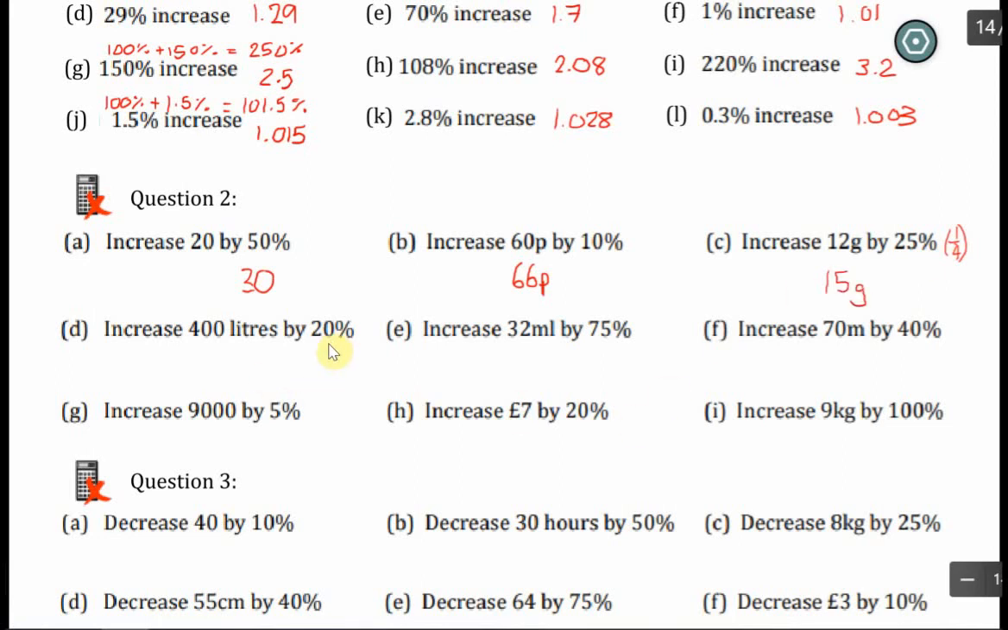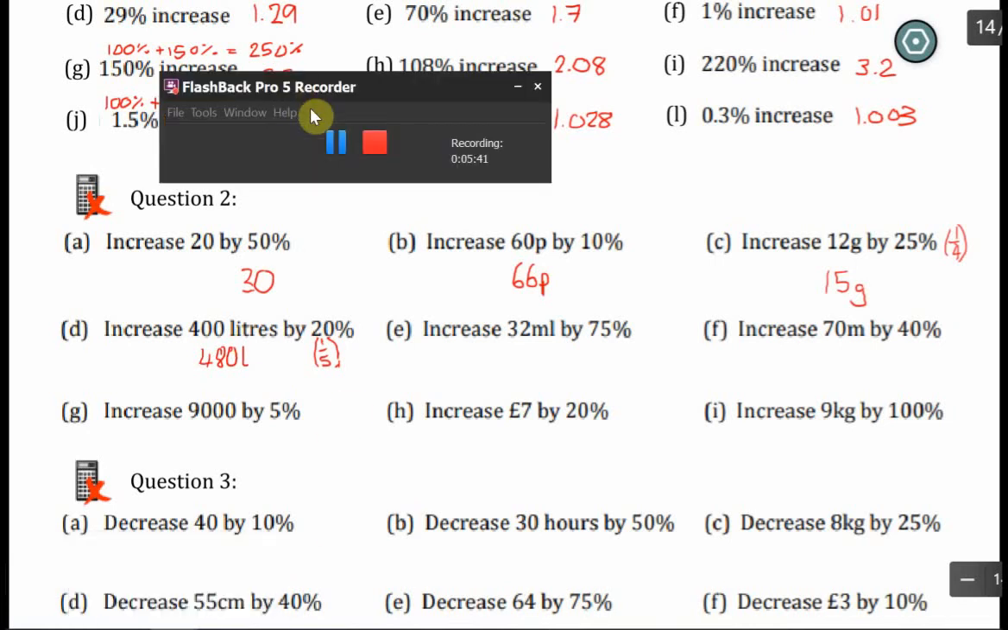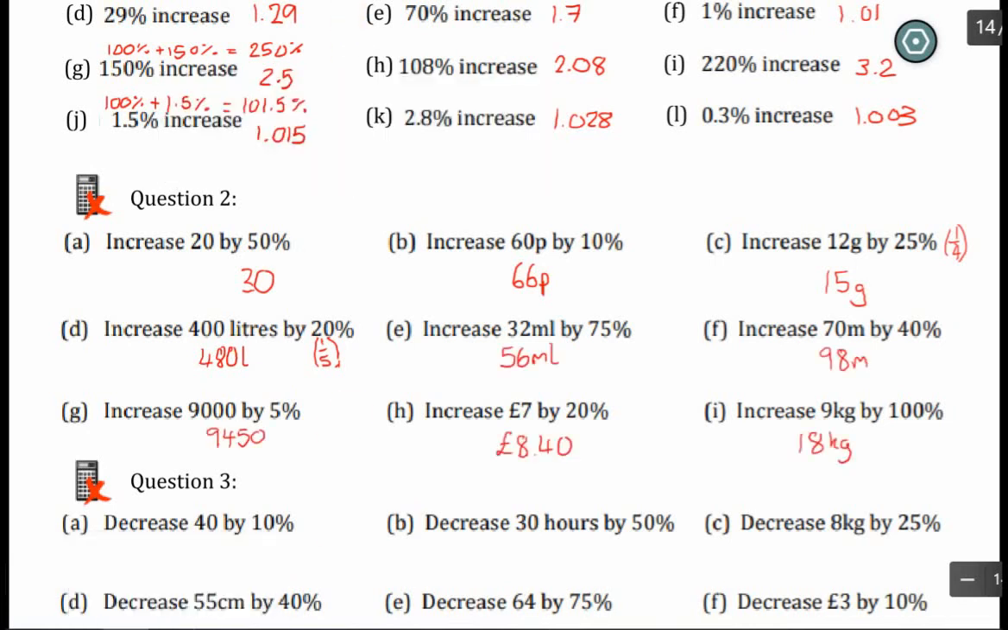20%, what fraction is 20%? It is a fifth. If we increase something by a fifth, we need to divide it by 5 first, that would give us 80 litres. Add it back on, so 480 litres. Okay, and I'll pause the rest and complete, and you can copy. And there's the answers.